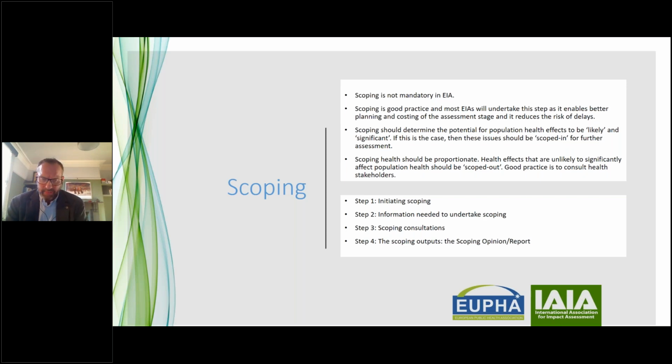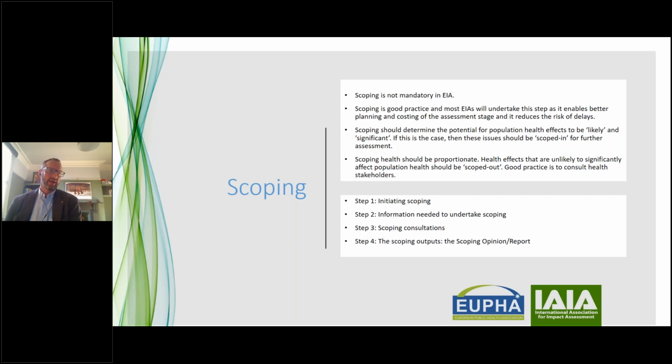Now, another important change with the amended directive is the focus on proportionality. We're not saying that all aspects of health should be scoped in, but that we need to be proportionate in how this is done. And we provide steps in the document in which we can do this. I think it is very important that health effects that are unlikely to significantly affect population health should be scoped out. And that can feel quite scary at scoping stage. Quite often the temptation is to put all the topics in just for good measure. But really there should be justification for scoping things out as well as scoping them in. And once again, good practice is to consult health stakeholders.